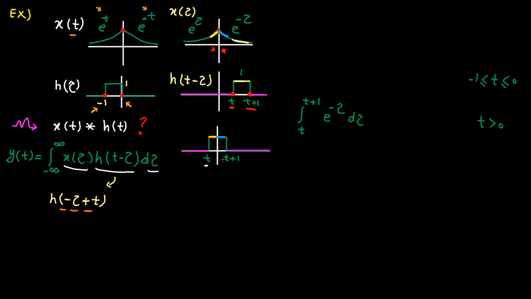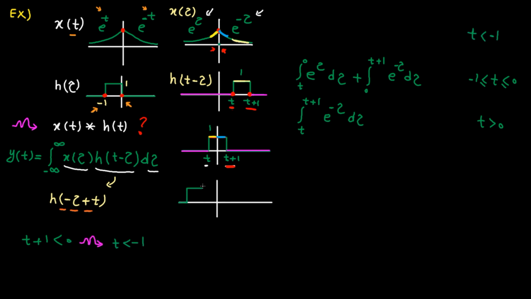The first one is from t to 0 where x is e to the tau and h is 1, plus the second integral from 0 to t plus 1 where x is e to the minus tau. The last scenario is when this critical point is less than 0. T plus 1 is less than 0, which means t is less than minus 1. Let me plot this scenario. T plus 1 is less than 0. Again, the product before and after the box is 0. The integral is non-zero from t to t plus 1, where x is e to the tau and h is 1.